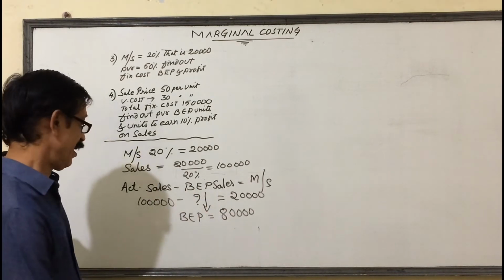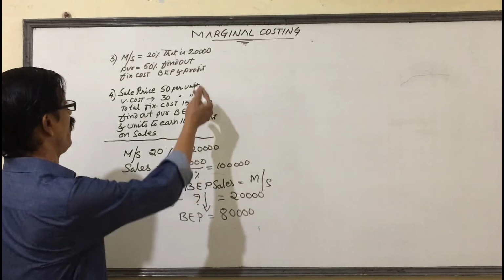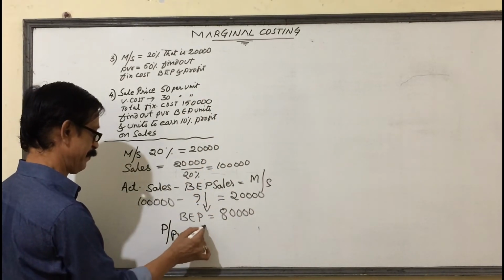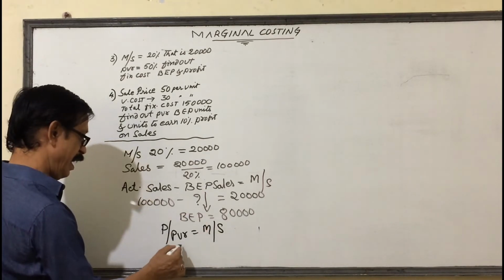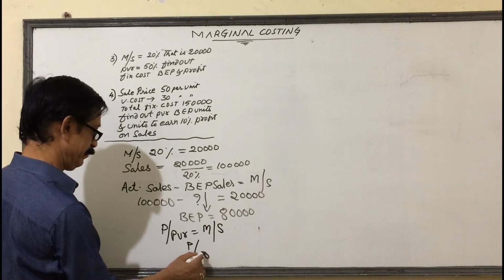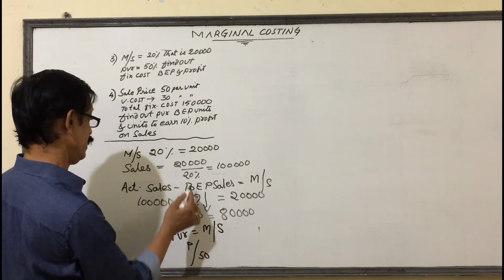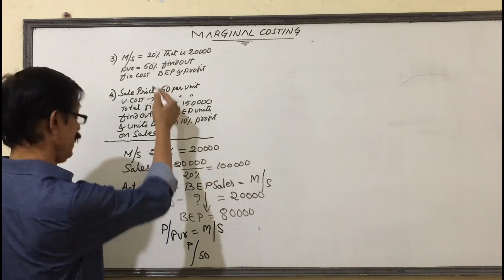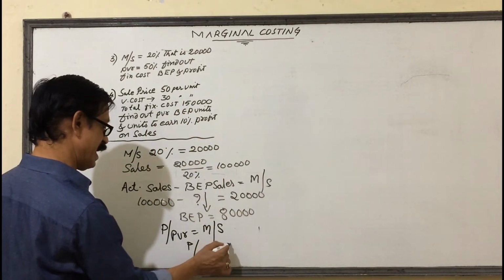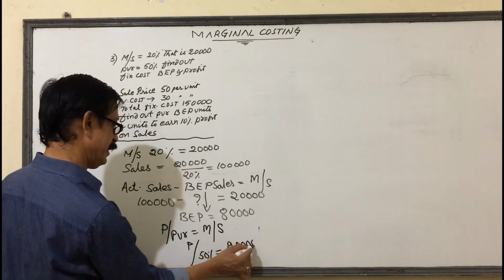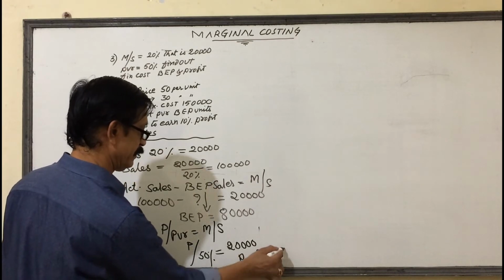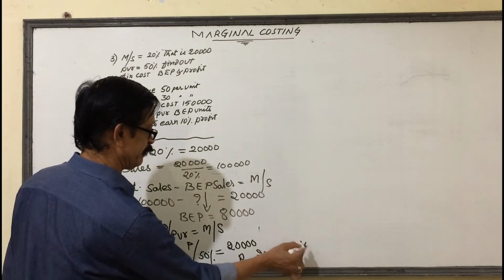Understand or not? Last and final, we have to find out profit. Profit by PVR is equal to margin of safety. Profit by PVR is equal to 50%. How much PVR? 50%. That is equal to margin of safety 20,000. Therefore, profit is equal to 20,000 into 50%, that is equal to 10,000.